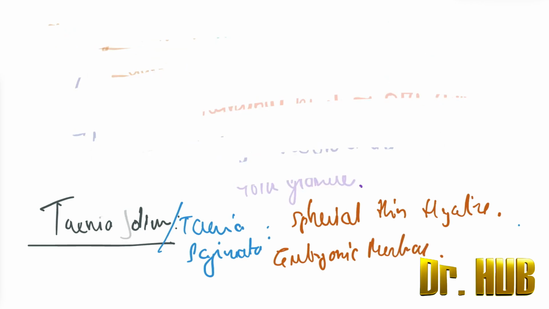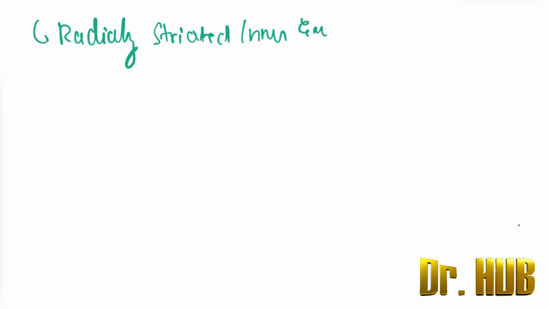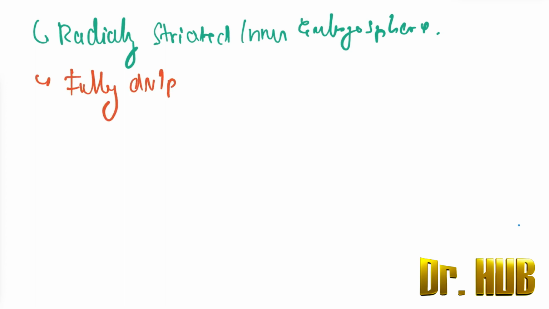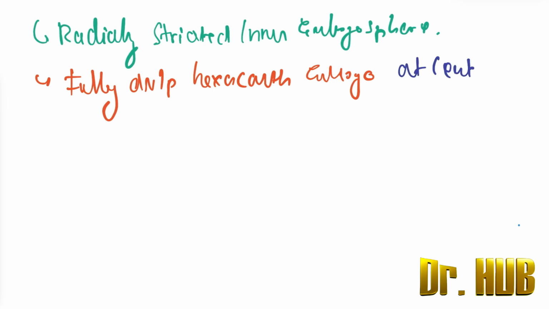In terms of the Taenia solium and Taenia saginata, there is a radially striated inner embryophore, and it is a fully developed hexacanth embryo at the center.